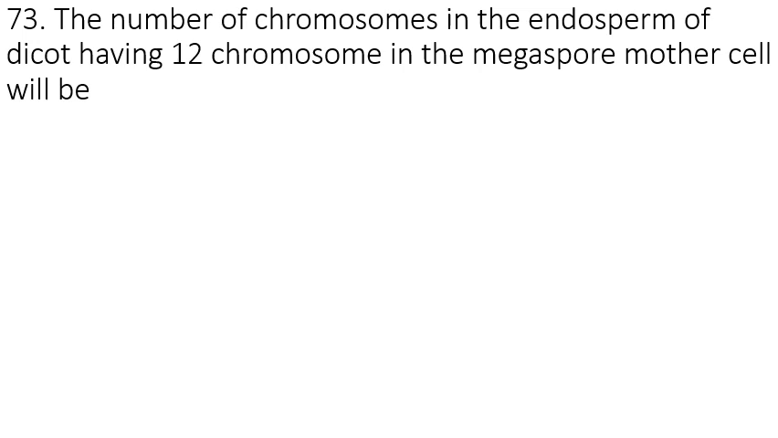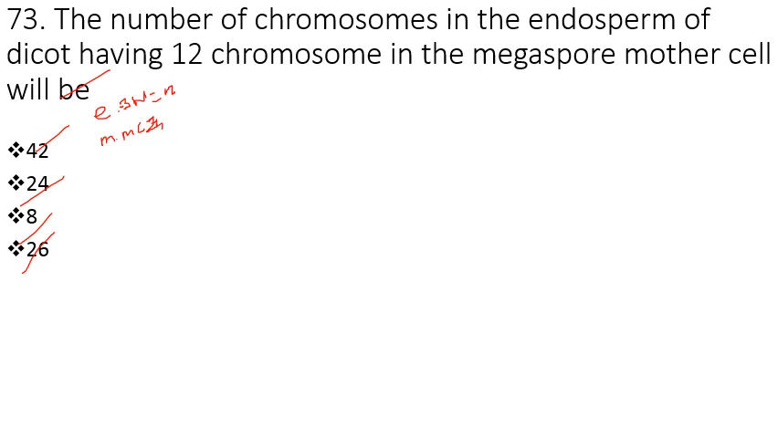The next question is: the number of chromosomes in the endosperm of a dicot having 12 chromosomes in the megaspore mother cell will be. Options are 42, 24, 8, or 26. As we know, the megaspore mother cell is a diploid structure.